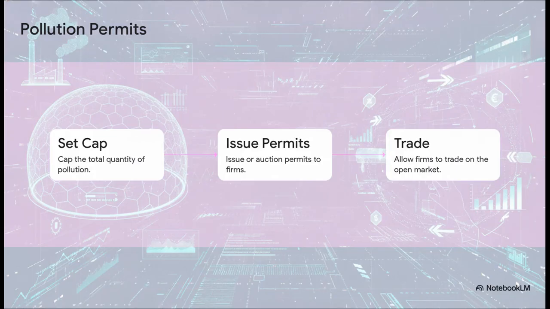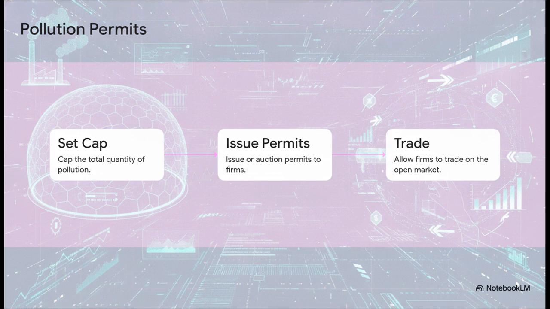And this logic builds directly into another brilliant market-based solution, tradable pollution permits. This is a super clean three-step system. First, the government sets a hard cap on the total allowed pollution. Second, they issue or auction off permits for that exact amount. And third, they allow firms to freely trade these permits on the open market.